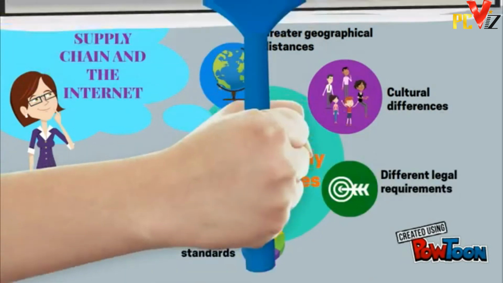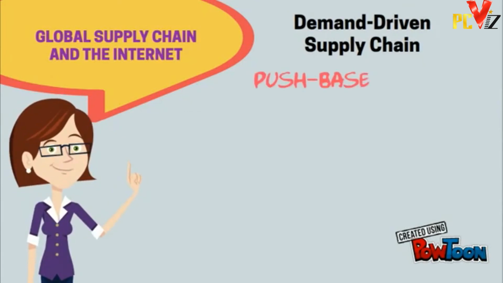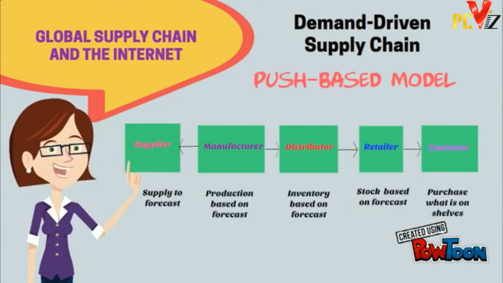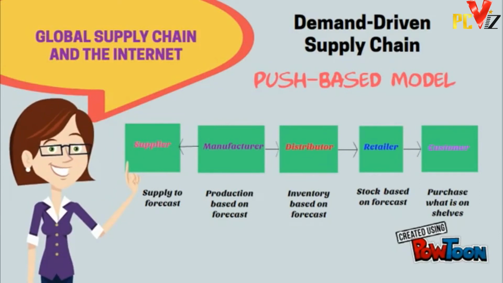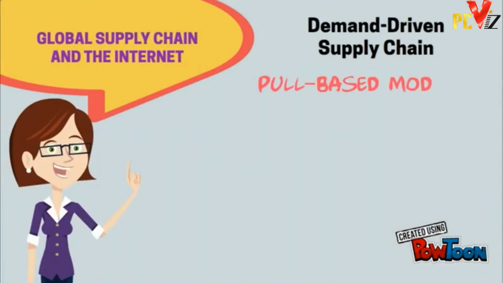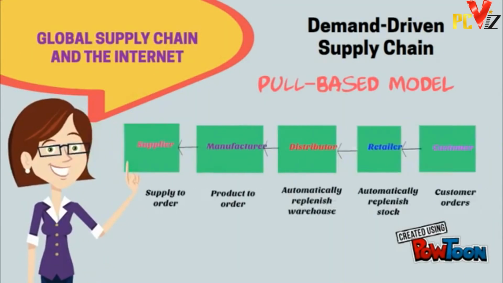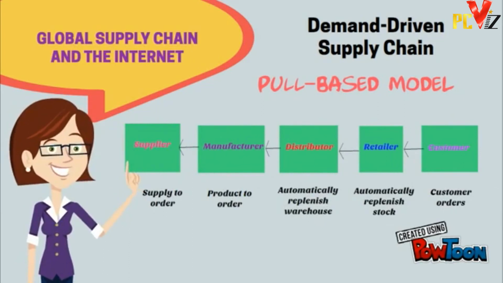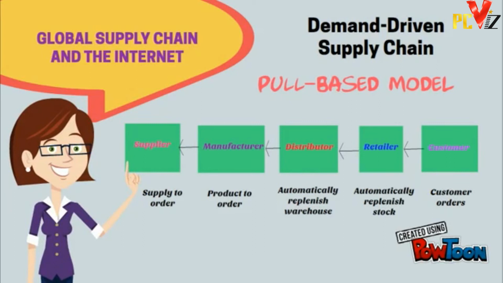Different legal requirements. Earlier supply chain management systems were driven by the push-based model, also known as build to inventory, or build to stock. It is based on forecasts, or best guesses of demand. Products are pushed to customers. The pull-based model, also known as demand-driven, or build to order, is based on actual customer orders or purchases. The supply chain produces and delivers only what customers have ordered.